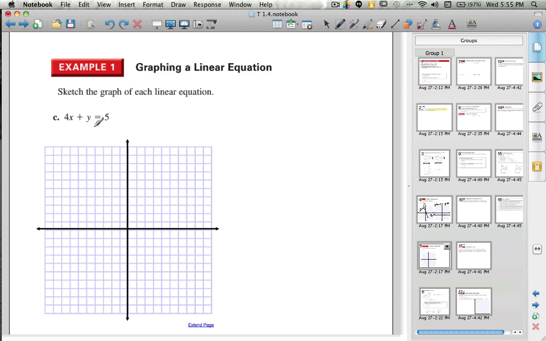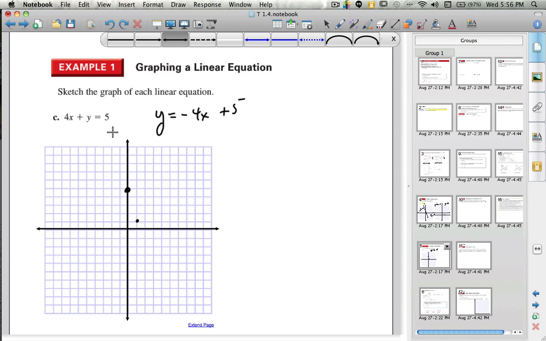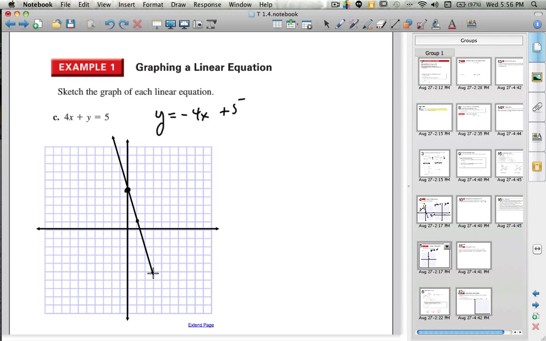Okay, in this case, if I wanted to start picking out things like slope and y-intercept, I want to put it in y equals mx plus b form. So in that case, I would subtract 4x. I have a y-intercept of 5 and a slope of -4. 1, 2, 3, 4, 5 is my y-intercept. I will go down 4 and right 1. That will be a slope of -4. And there's my line.